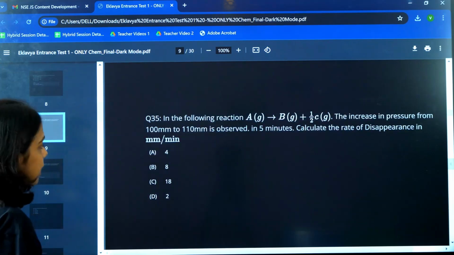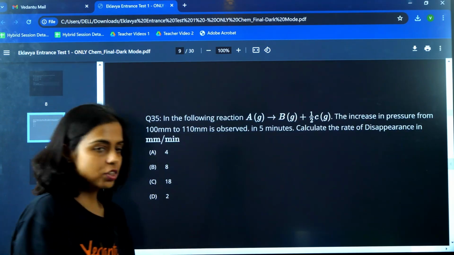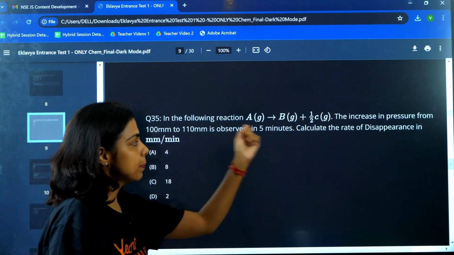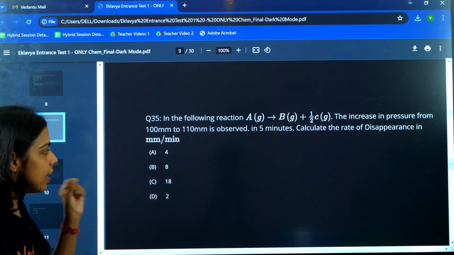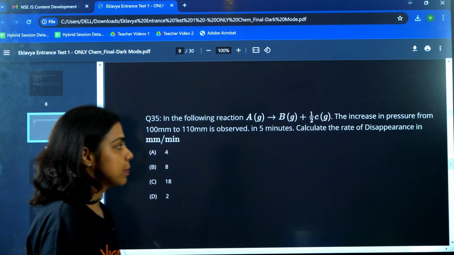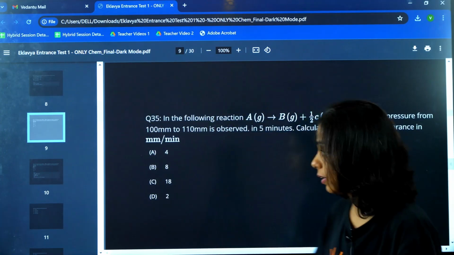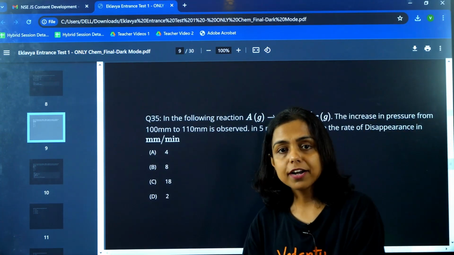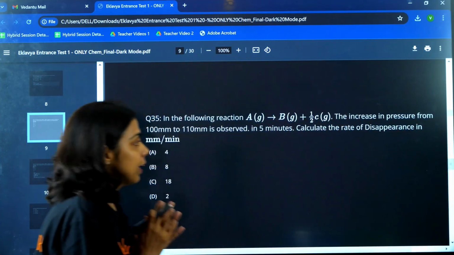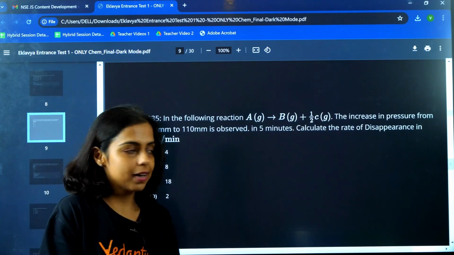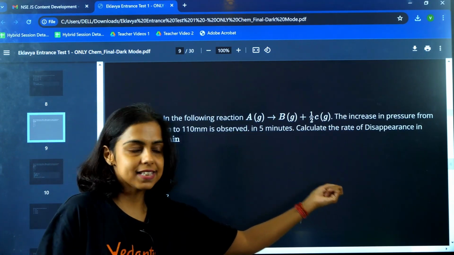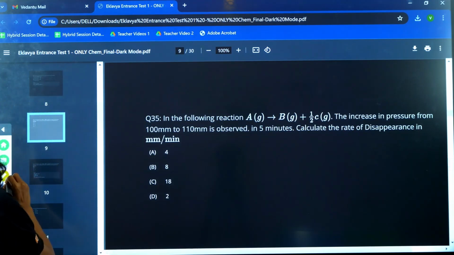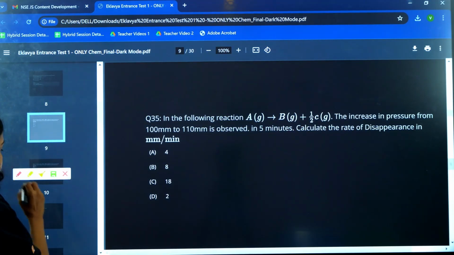Now, next question. In the following reaction, there is a reaction given to you: A gives B plus half C. The increase in pressure from 100 mm to 110 mm is observed in 5 minutes, right? There is an increase in pressure from 100 to 110, right? Calculate the rate of disappearance of A, of course, because A is getting converted into B and C, in mm per minute. So let me write the reaction, guys.